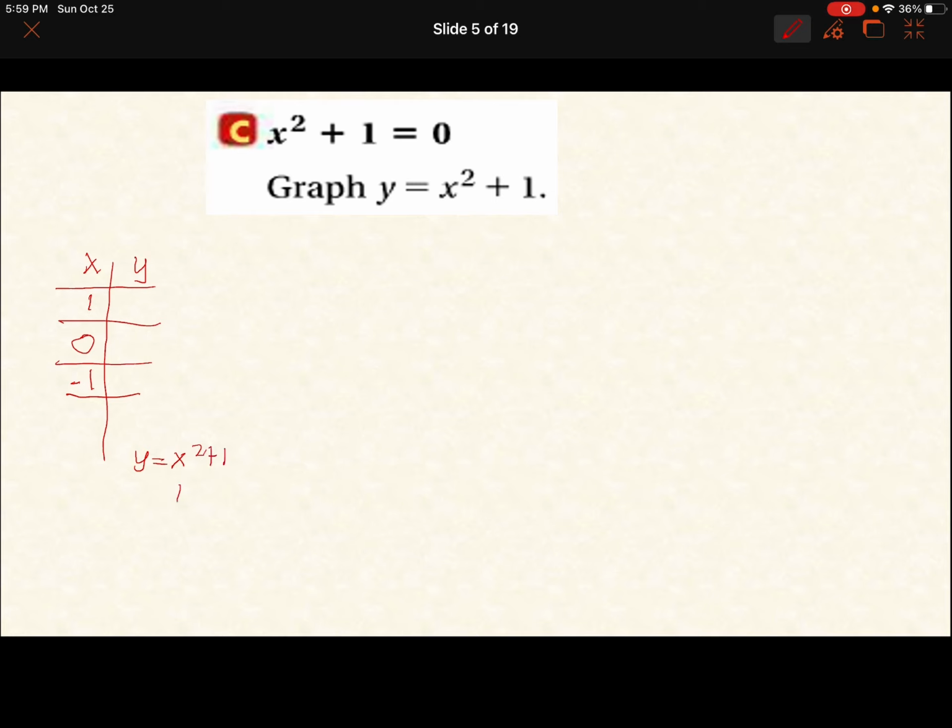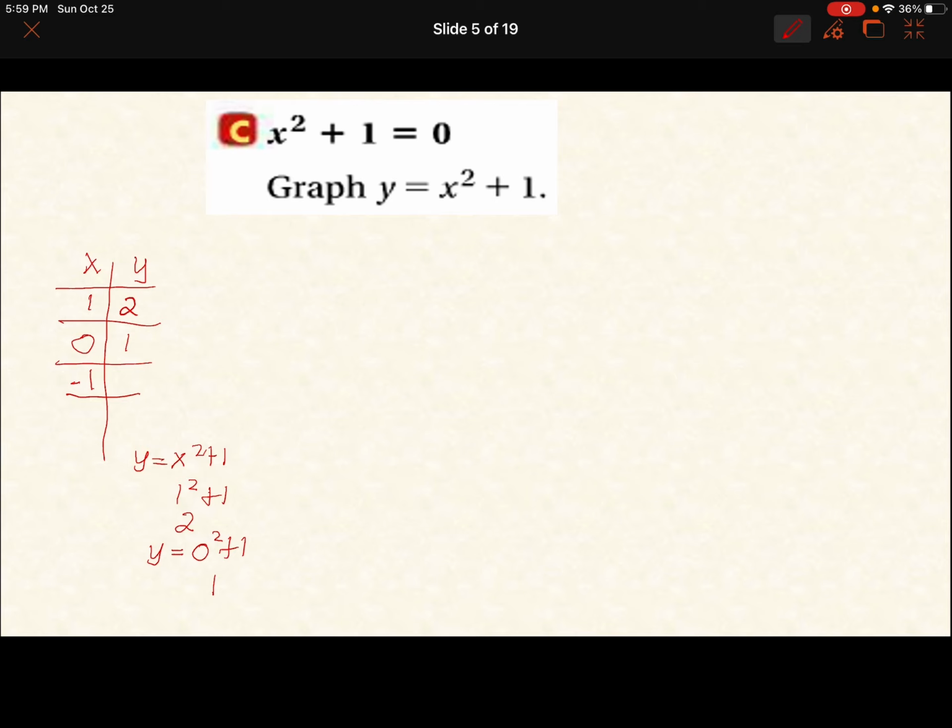So if x is 1, what will be the value of y? 1 times 1, that is 1, plus 1, that is now 2. So your y is 2 when x is 1. What is the value of y when x is 0? 0 squared plus 1. So 0 times 0, that is 0, plus 1, that is 1. So you have there 1 also.